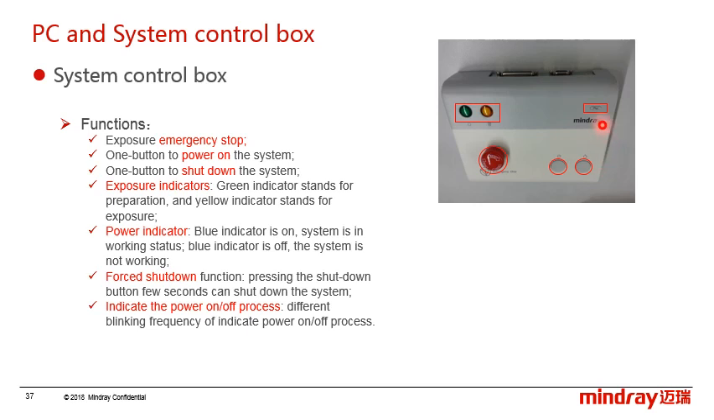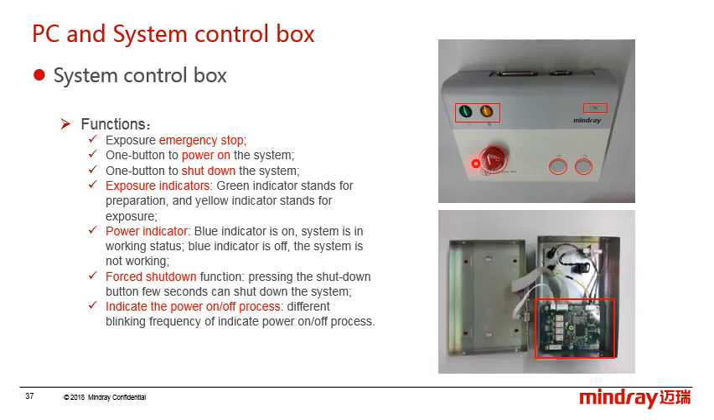And besides, the power indicator can also blink at different frequencies. Slow blinking means that the generator is not powered on totally, and fast blinking means that the emergency button is pressed. If the system control box is defective, we can replace the whole box or only replace the defective part.